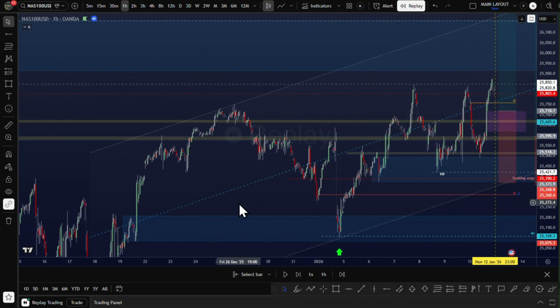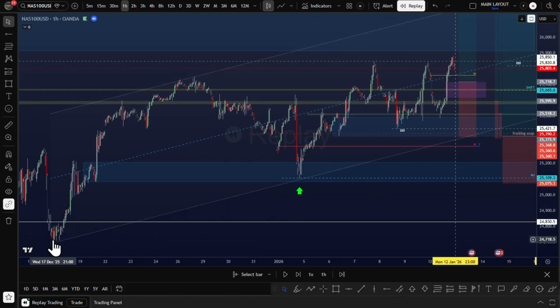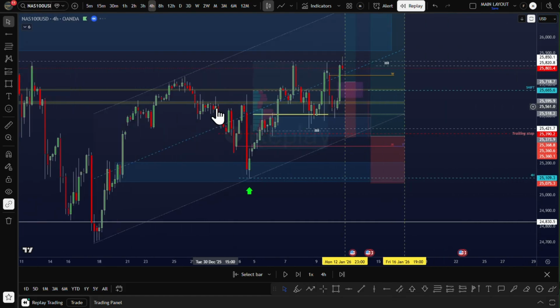I was following the 4 hour order flow. When I go to 4 hour, you can see we have this move from this low to this high. We form a higher low, we break structure, and we form a new 4 hour order flow. So I was following this order flow.